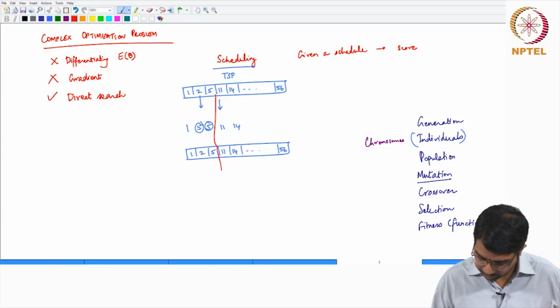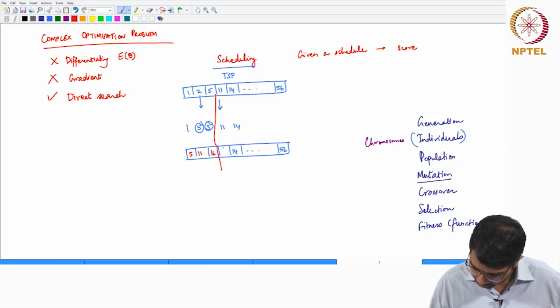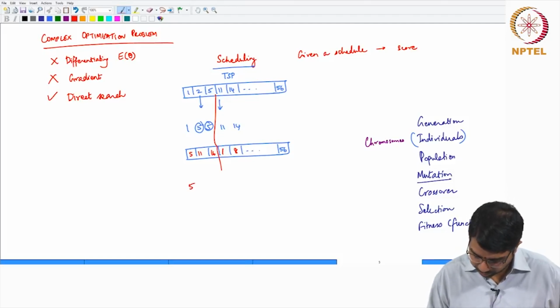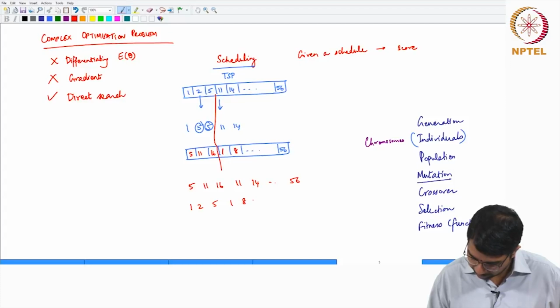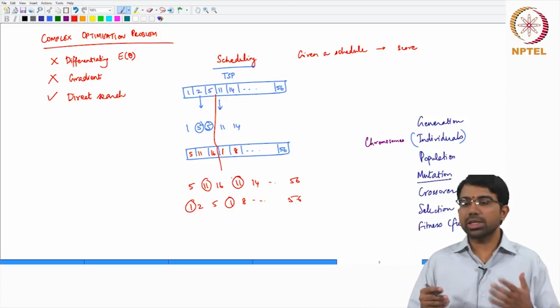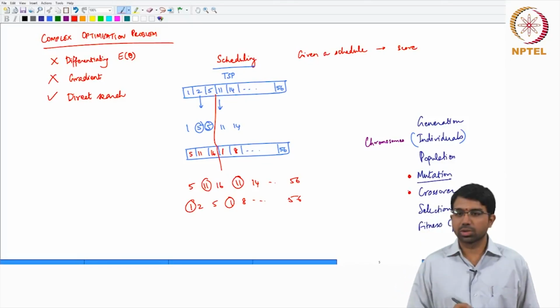Let us actually take a slightly different schedule, let us say 5, 11, 16, 1, 8, something like that, and let 56 remain as is. So now the two schedules I will get are 5, 11, 16, 11, 14, 56 and 1, 2, 5, 1, 8, 56. Again this is not what you would consider a legal schedule, a valid schedule. So you need to essentially come up with some other equivalent operation for mutation and for crossover, right.